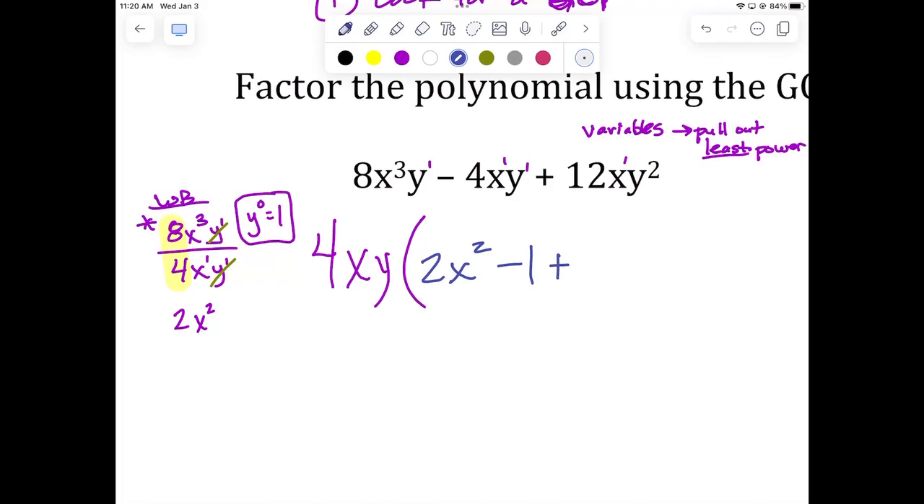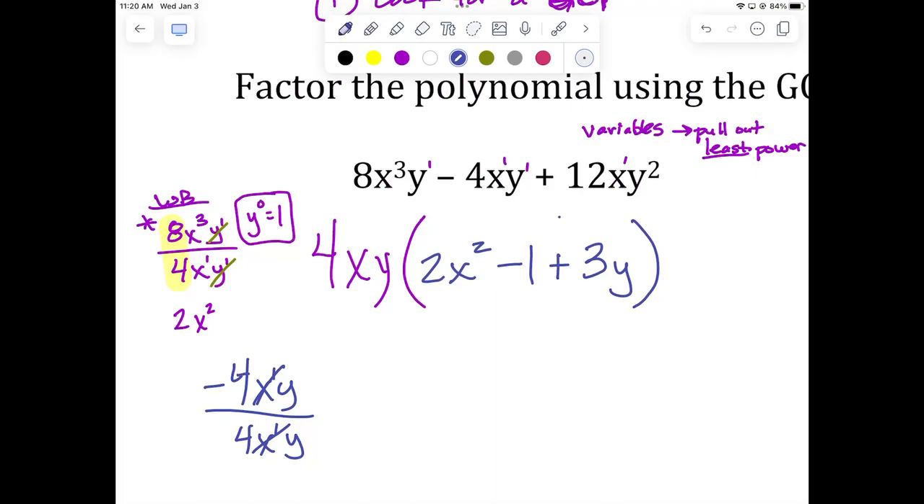And then on the next one, what's 12 divided by 4? 3. What's x divided by x? 1. What's y squared divided by y? Y. Close parenthesis. Wait, why did the x go away in the middle term? Because it was minus 4xy divided by 4xy, and so it's x to the first divided by x to the first. They divide out.